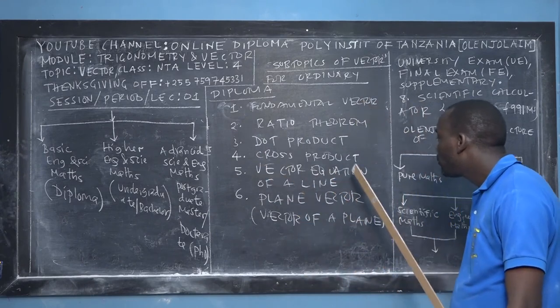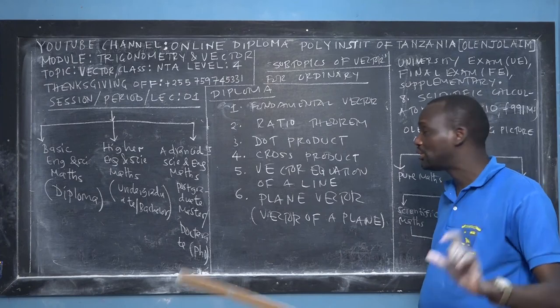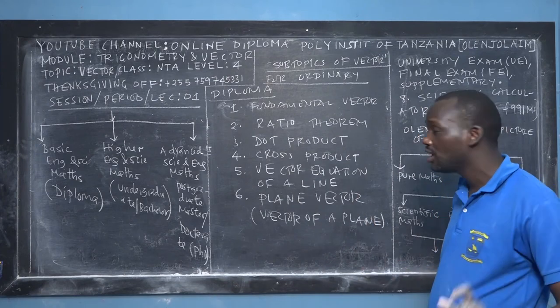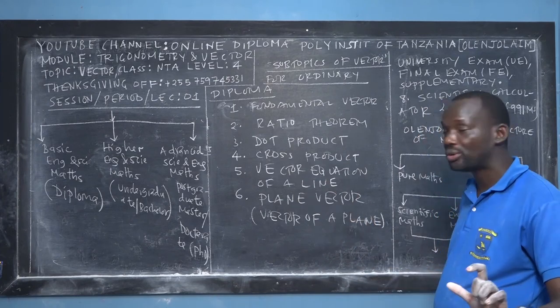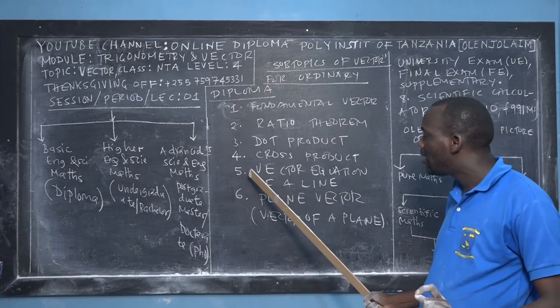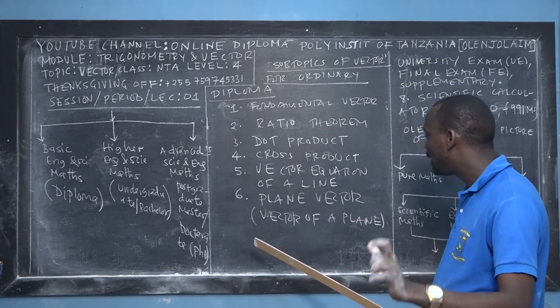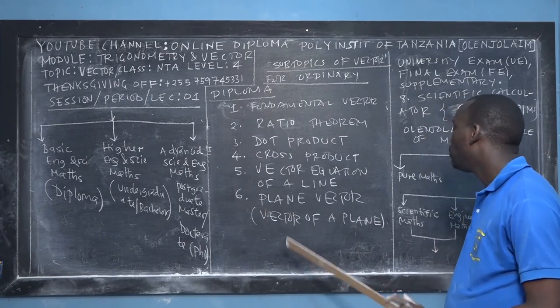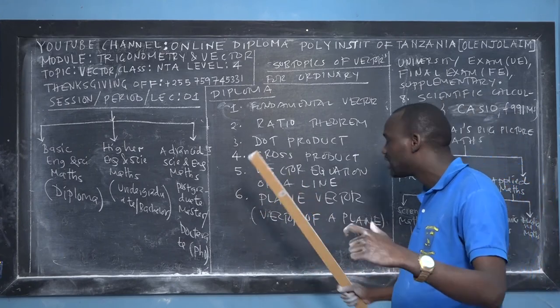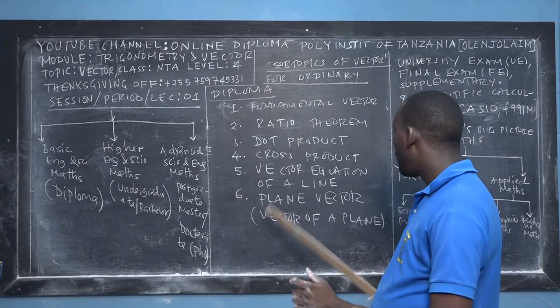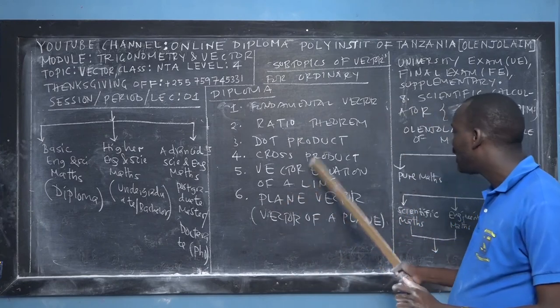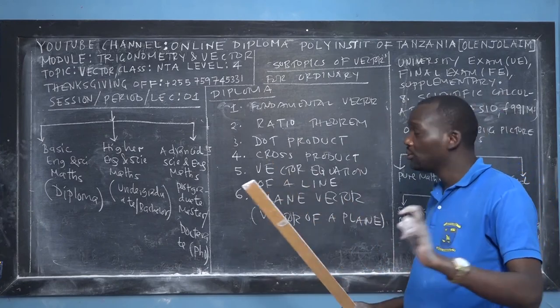And then in the vector equation of the line, we cover a lot of things. We learn about skew lines, and maybe intersections of two lines, or two vector lines. So we have a lot to cover in vector equations of the line. Also, in advanced mathematics, in the case of the plane, we find even the intersections of the planes. Maybe we combine the concept of the plane vector and the vector equation of the line. So we cover a lot.